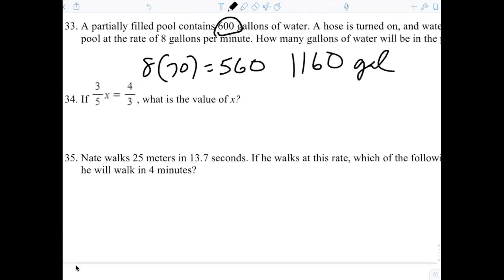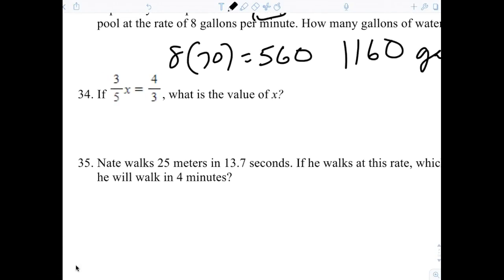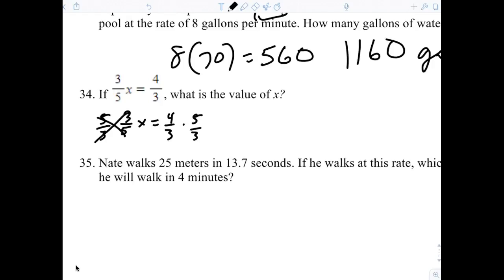Now, 34. How do I solve a fraction? Multiply by the reciprocal. So I have 3/5 x equals 4/3. Multiply by the reciprocal, 5/3 times 5/3. These guys cancel. So x is equal to 20/9. Oh, you multiply. Everybody with me on this? Yes.